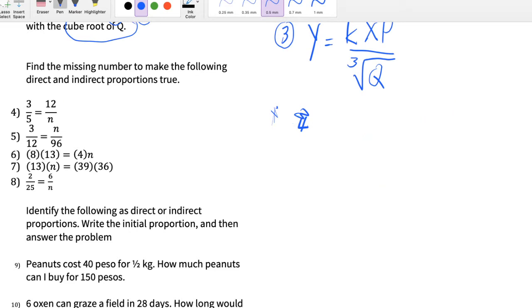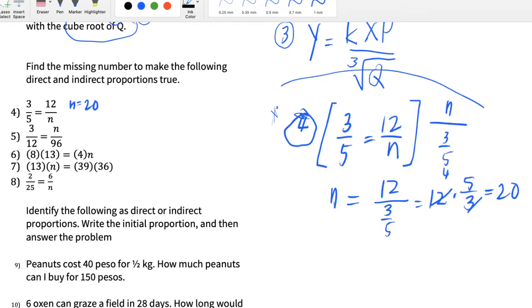Ano nangyayari? Bakit siya nawawala? Okay. So, delete muna natin lahat. So, we'll have space to solve.